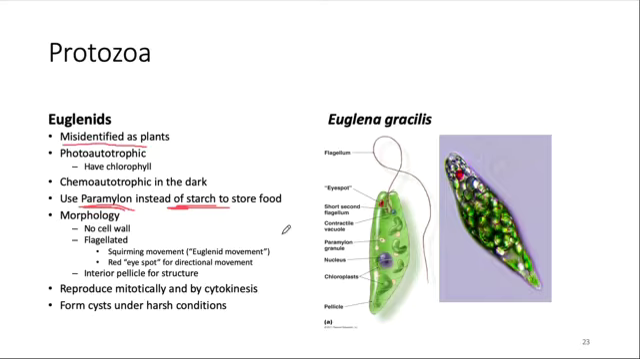Morphologically, they don't have a cell wall, but they have flagella. It helps them in moving around. They also have a red eye spot for directional movements. So you see this red eye spot here. It helps them in moving in certain directions. Interiorly, they have structures called pellicle that fortifies their cell membrane. They're able to reproduce mitotically and by cytokinesis. And then they form cysts under harsh conditions, which is also a very important point. So an example would be Euglena gracilis.